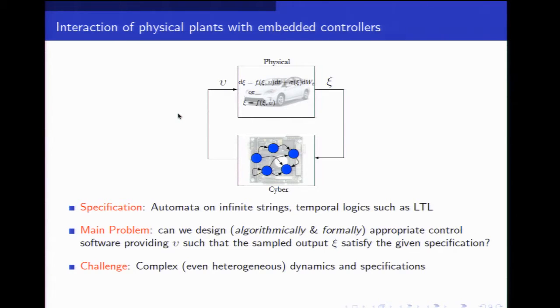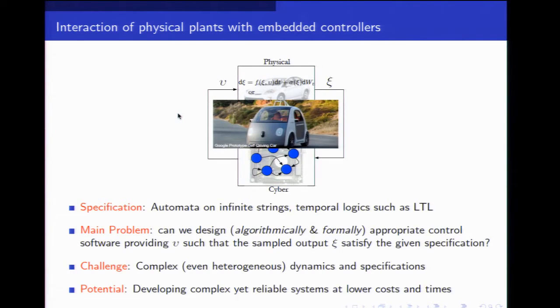OK, so what is the benefit if we manage to do that? I can develop a complex system which is reliable, at lower cost and time. Because if I can design a controller in a push-button approach that is also formal, then I can develop a complex system by just putting the dynamics in the computer, putting the property in the computer, and then pushing the button. The output is going to be the controller as C code, which you can easily implement. And you have this formal guarantee that the closed loop will satisfy your property. That's the main benefit of this technique.